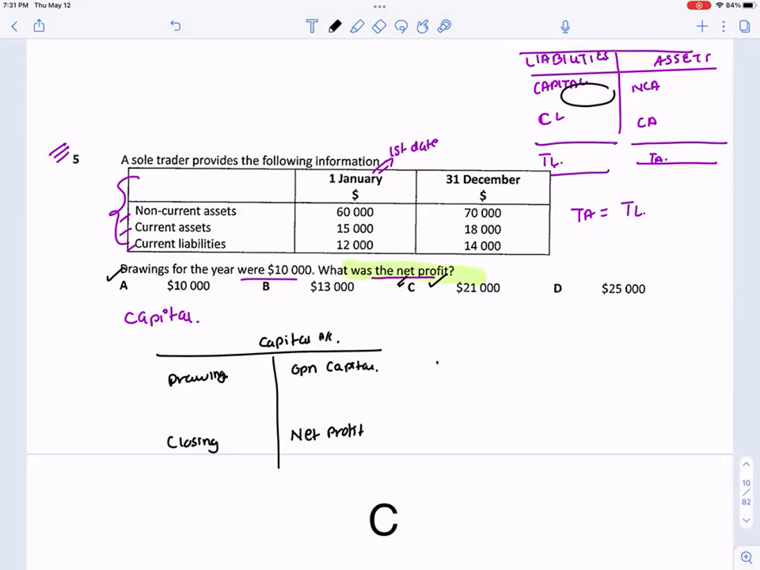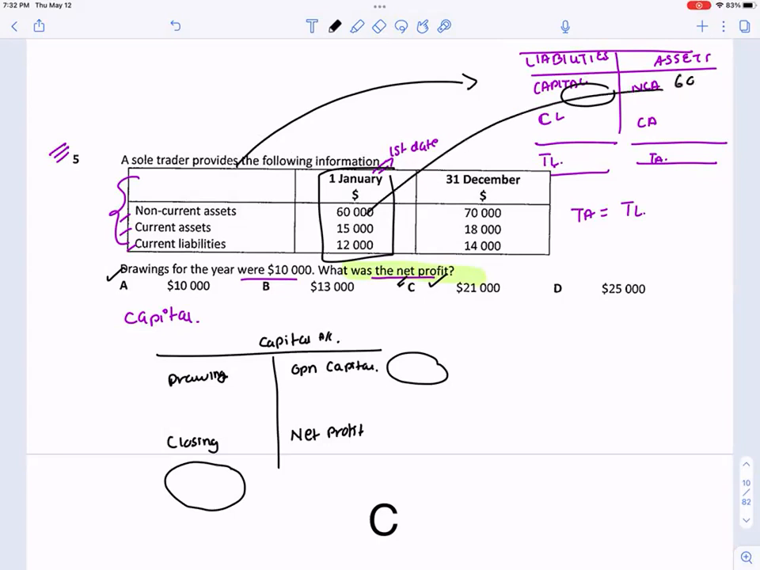But they've not given me opening capital directly, and they've not given me closing capital directly. They've given me indirect information. Can I find out? You'll do the totaling of the assets. On the first date, that is 1st January, they've given me non-current assets, current assets, and current liabilities.